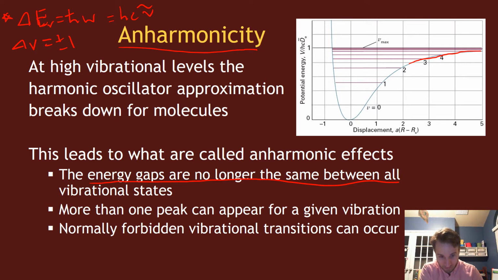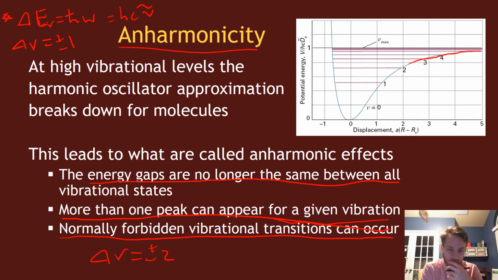Because of that, you'll have more than one peak appear, depending on what your initial and final vibrational states are. These anharmonicities can also cause certain vibrational transitions that wouldn't normally occur, meaning you could have delta V equals plus or minus 2, for example. So there are a couple of different things that can happen from these anharmonicity effects.